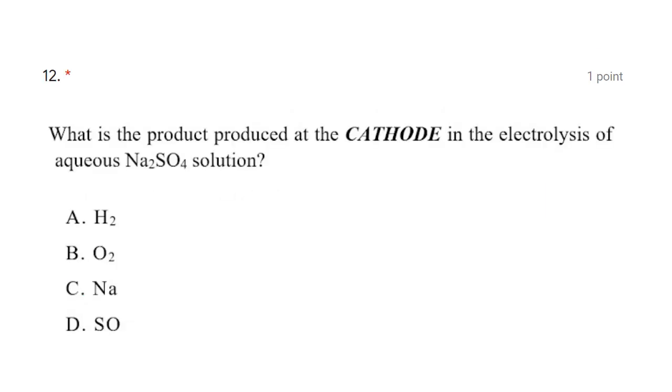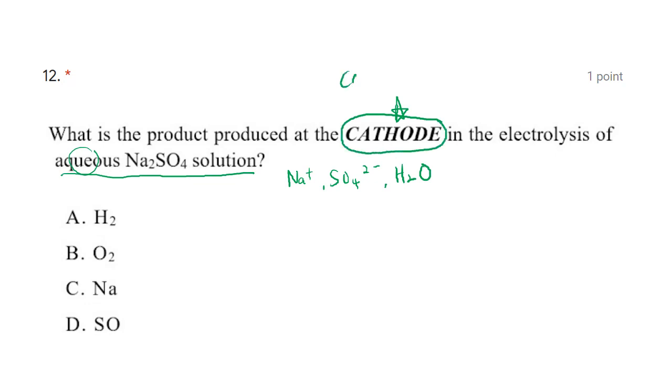Question 12. What is the product formed at the cathode for the electrolysis of aqueous sodium sulfate solution? So we know that this is aqueous. So aside from Na+ and SO4 2-, there will be water as well. Because we are asked about the cathode, the cations will be attracted to the cathode, which is Na+, and at the same time H2O will also be attracted to the cathode.